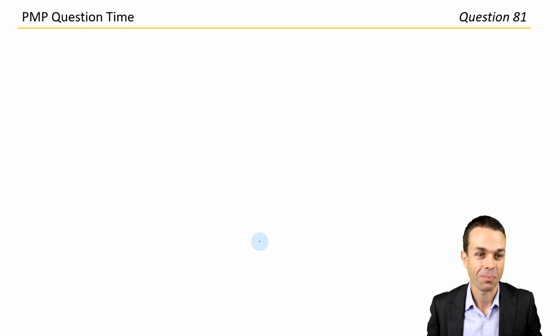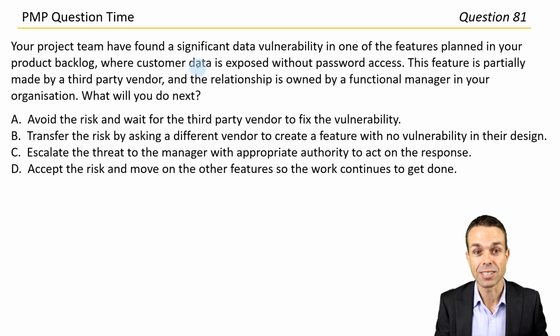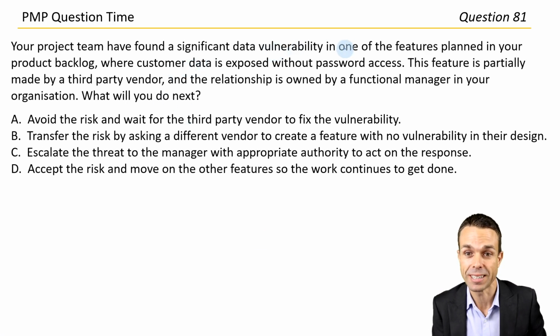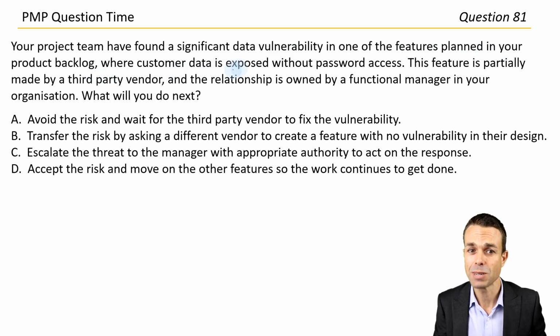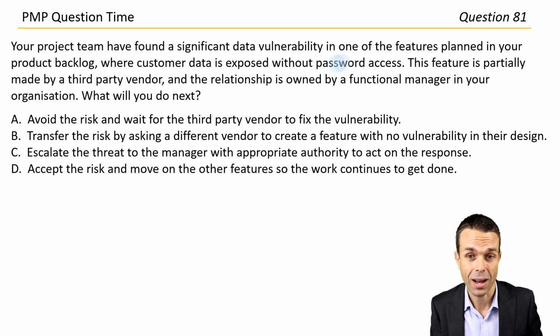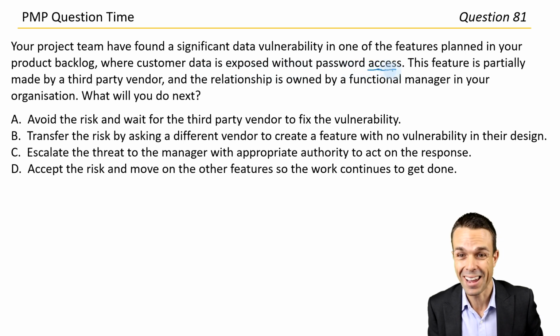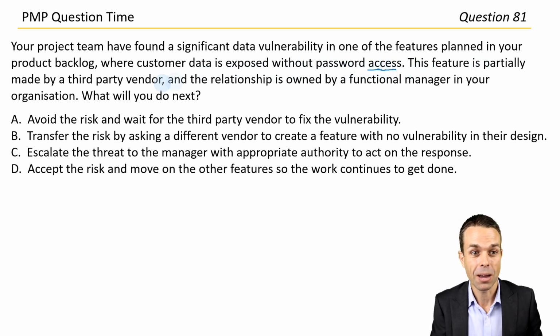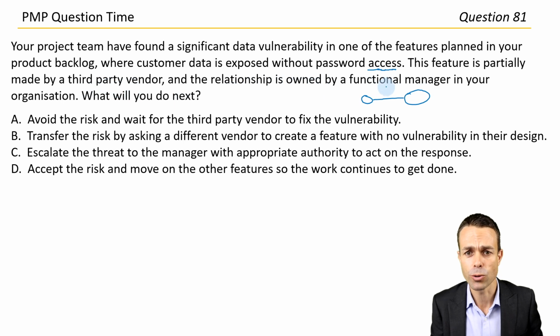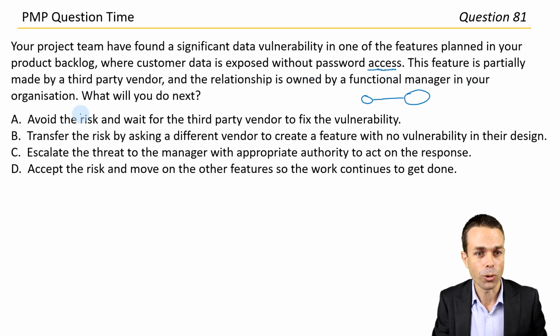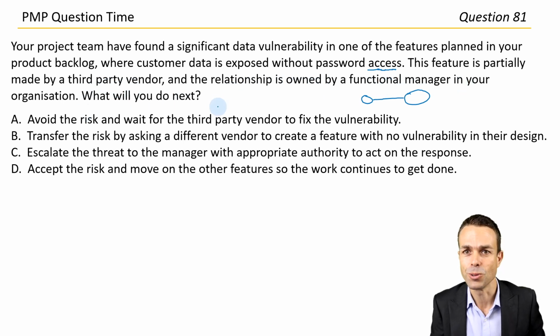Let's get into it. Your project team have found a significant data vulnerability in one of the features planned in your product backlog, where customer data is exposed without password access. Okay, wow, that's pretty bad. This feature is partially made by a third-party vendor, so we don't even control this necessarily. And the relationship is owned by a functional manager in your organization. What will you do next?